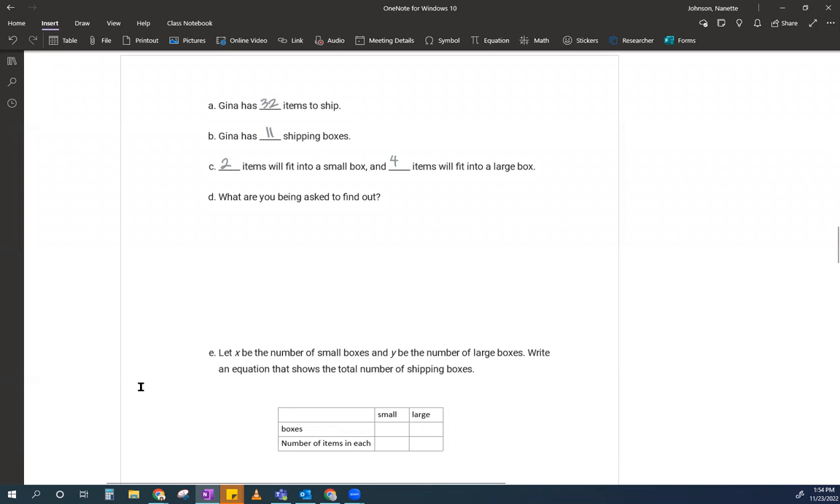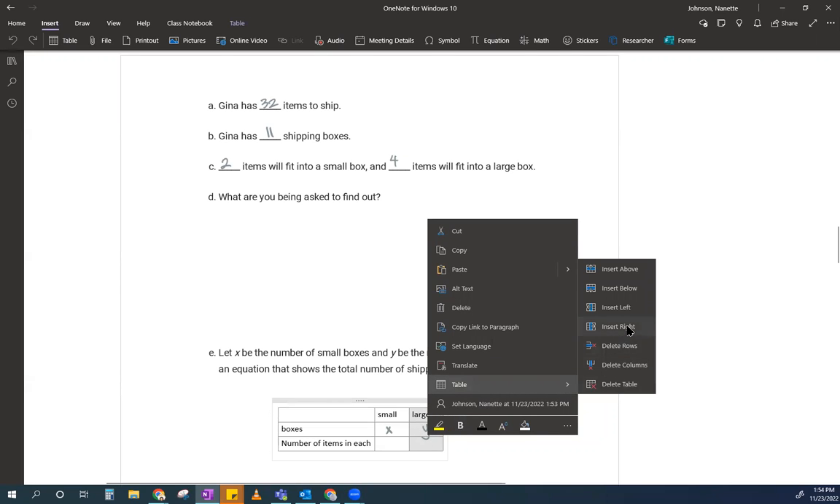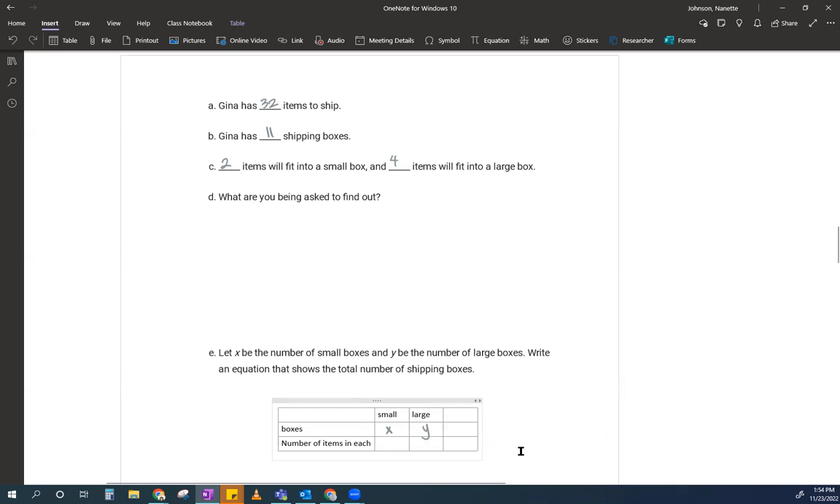So let X be the number of small boxes, and Y be the number of large boxes. Now we just want to fill out the rest of this. How many boxes are there altogether? I should have added another column to the right. Here, this is going to be total. So how many total boxes do we have? Oh, 11 boxes. That's right.